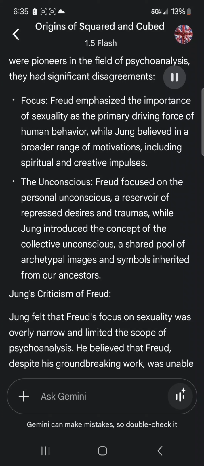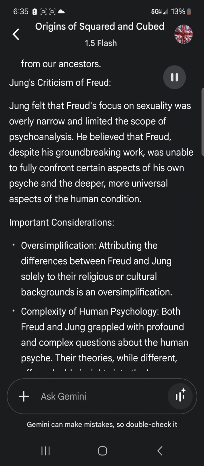The unconscious. Freud focused on the personal unconscious, a reservoir of repressed desires and traumas, while Jung introduced the concept of the collective unconscious, a shared pool of archetypal images and symbols inherited from our ancestors. Jung's criticism of Freud. Jung felt that Freud's focus on sexuality was overly narrow and limited the scope of psychoanalysis. He believed that Freud, despite his groundbreaking work, was unable to fully confront certain aspects of his own psyche and the deeper, more universal aspects of the human condition.